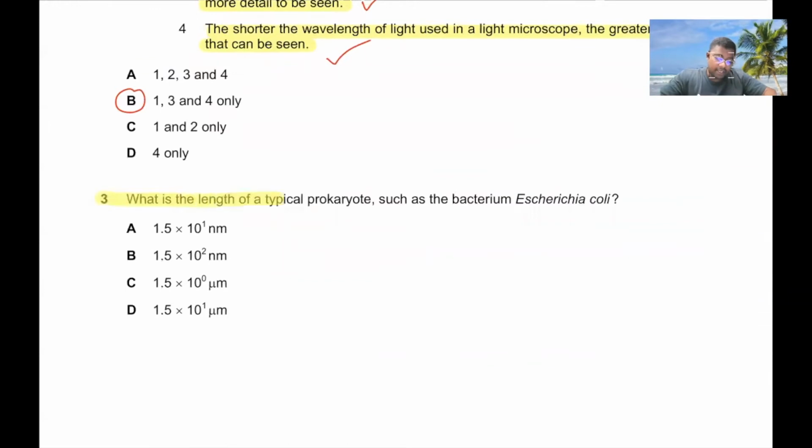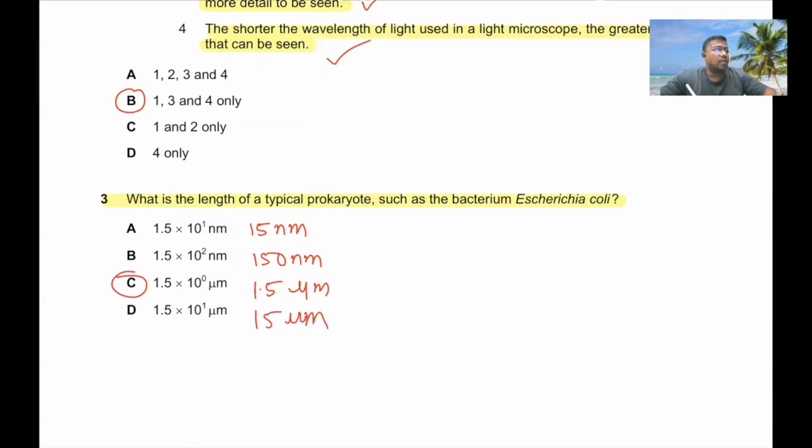Question 3. What is the length of typical prokaryotes such as the bacterium E. coli? A typical E. coli bacterium can be 1 micrometer or 2 micrometers in size. So 1.5 times 10 to the power of 1, that means this is 15 nanometers. This is 150 nanometers. This is 15 micrometers. Sorry, this is 1.5 micrometers. And this is 15 micrometers. So definitely C is the correct answer.